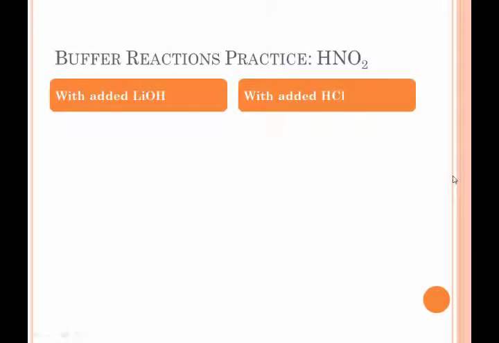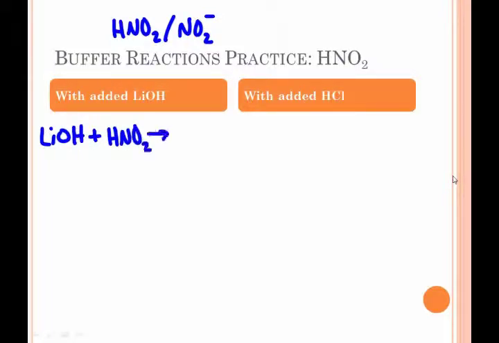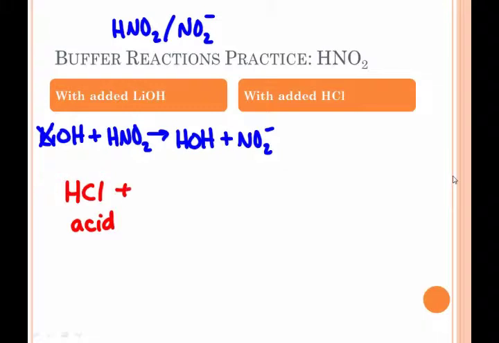Let's try this again. This time I have HNO2 as part of my buffer. So the other part of that is the nitrite ion. And I'm going to add lithium hydroxide. Lithium hydroxide is a base, so it will react with the acid in my buffer, which is HNO2. And I'm going to ignore my lithium here for just a sec, it will make HOH and nitrite ion. I can also add HCl to my buffer. HCl is an acid. Acids lose hydrogens, so it will react with my base in the buffer, which is nitrite ion, and I will make HNO2 and Cl-.